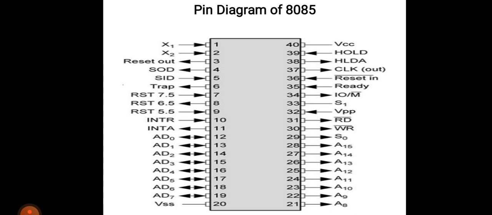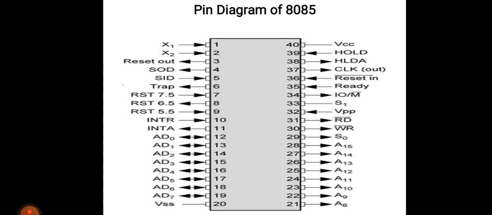The next one is hold. This signal indicates that another master is requesting the use of the address and data buses. The next one is HLDA, that means hold acknowledgement. It indicates that the CPU has received the hold request and it will relinquish the bus in the next clock cycle. HLDA is set to low after the hold signal is removed.